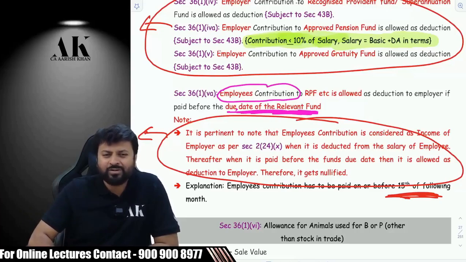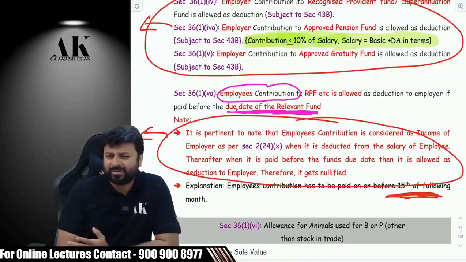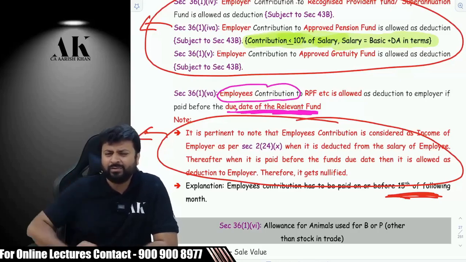Earlier, I guess government used to give some 5 days grace. Now I think they have removed that 5 days grace. Now there is no grace period. Earlier, the government used to give grace of 15 plus 5 days. So if it is 15th April, even if you paid till 20th April, it was allowed. But I think they have removed it very recently, in the last few years.